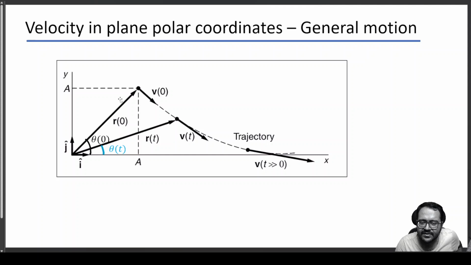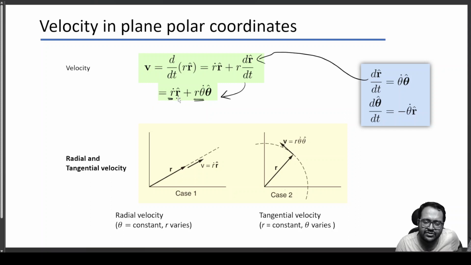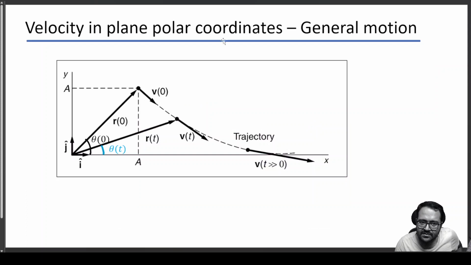So if theta also changes, the particle is moving on a curve. In a complicated motion, both r and theta, everything varies, so you can have both radial and tangential velocities. But this is the special case. In a general motion, it would go on like this.